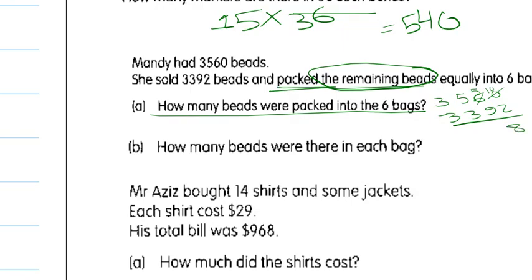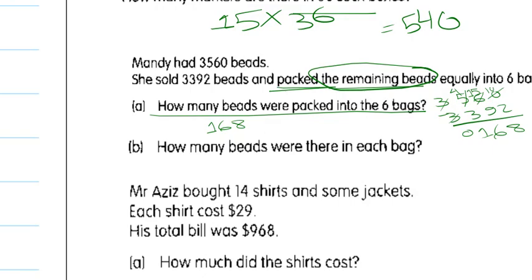5 minus 9 can't be. Take 1 from this 5, it becomes 4. And this 5 will be 15. 15 minus 9 is 6. 4 minus 3 is 1. And 3 minus 3 gives you 0. Then the remaining beads is 168.